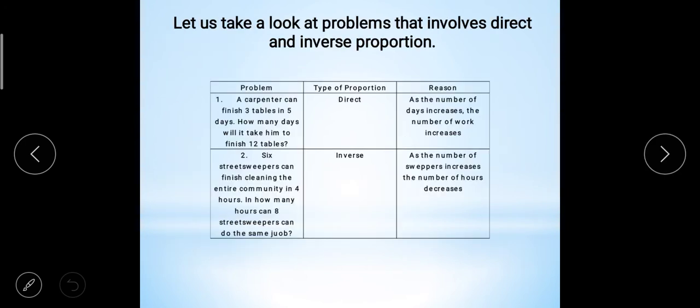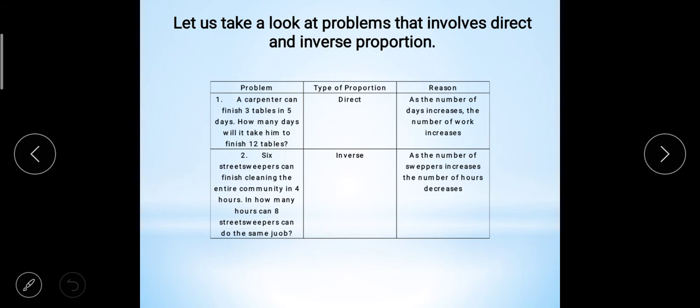Ba't hindi ito natanggal? Okay. Let us take a look at problems that involve direct and inverse proportion. So we have 2 problems here. Problem number 1. A carpenter can finish 3 tables in 5 days. How many days will it take him to finish 12 tables?